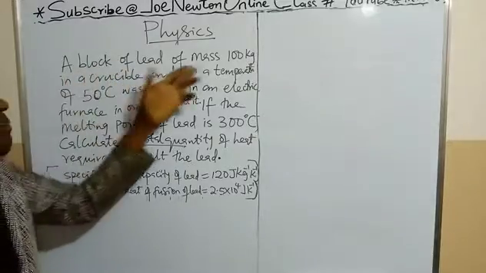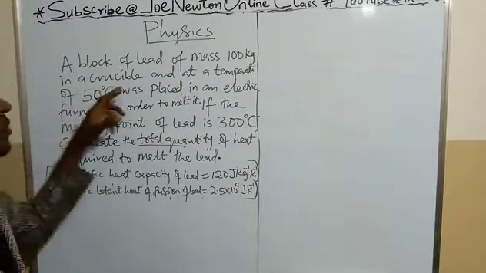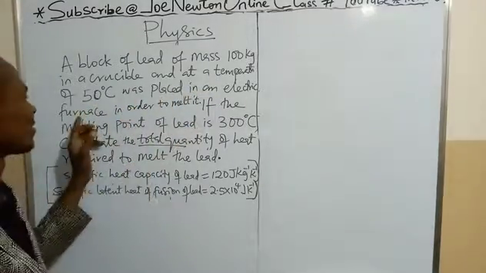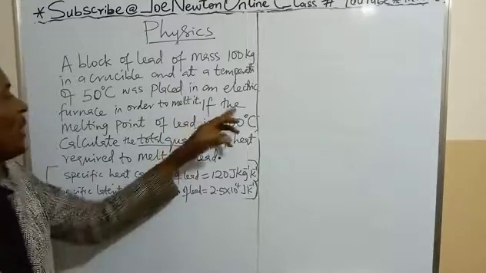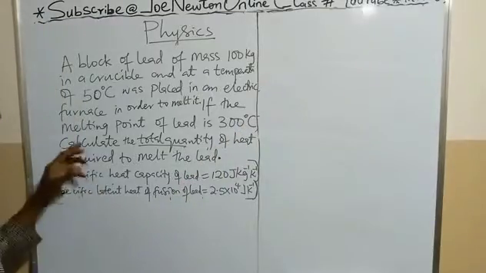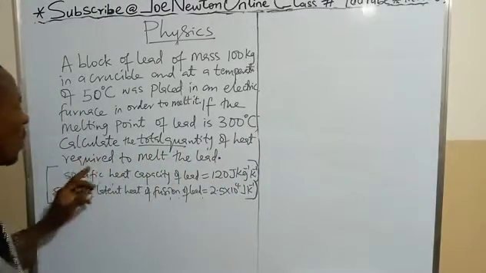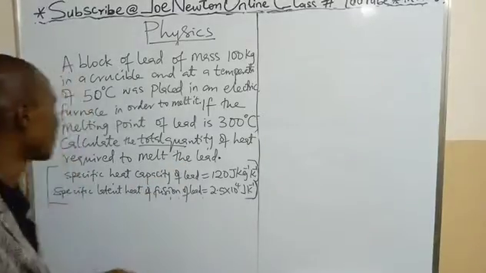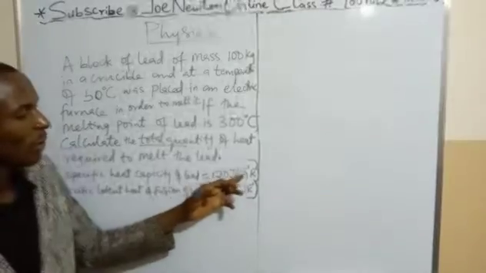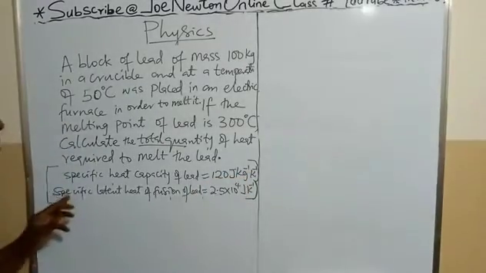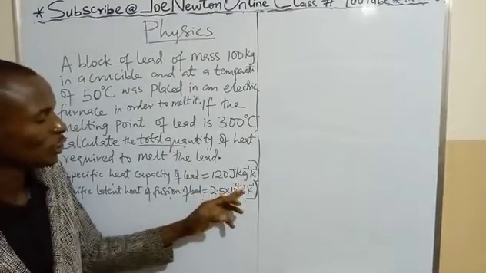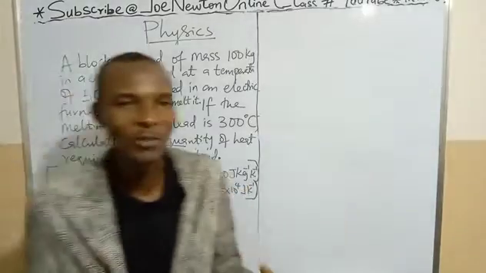A block of lead of mass 100 kg in a crucible and at a temperature 50 degrees Celsius was placed in an electric furnace in order to melt it. If the melting point of lead is 300 degrees Celsius, calculate the total quantity of heat required to melt the lead completely. Now, we are given that the specific heat capacity of lead equals 120 joule per kilogram per Kelvin, and that the specific latent heat of fusion of lead equals 2.5 times 10 raised to the power 4 joule per Kelvin. Now, we proceed to the solution.